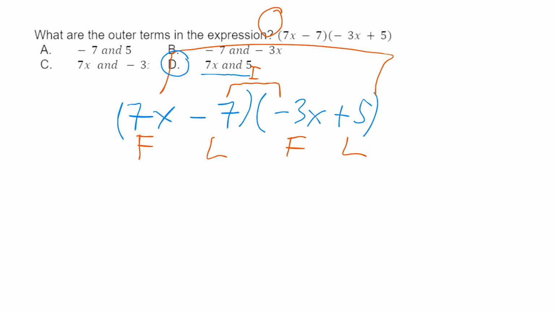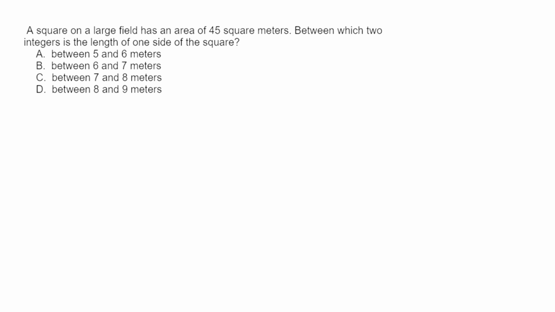Next. There. So this one is problem solving. So a square on a large field has an area of 45 square meters. Okay, between which two integers is the length of the side of the square. Sir, what do you mean area of a square? How do you solve again area of a square?